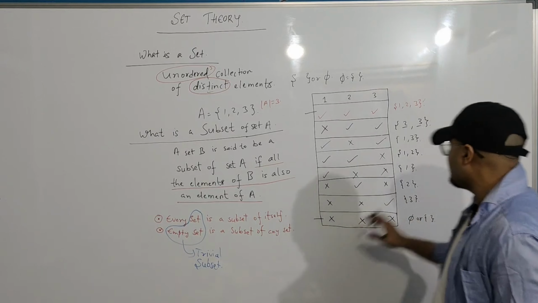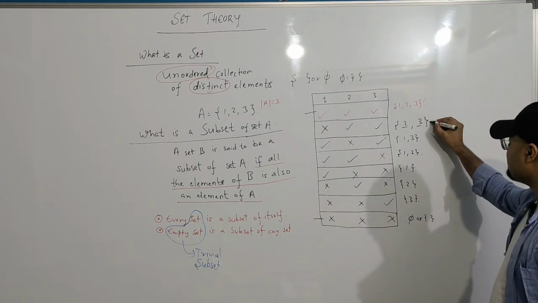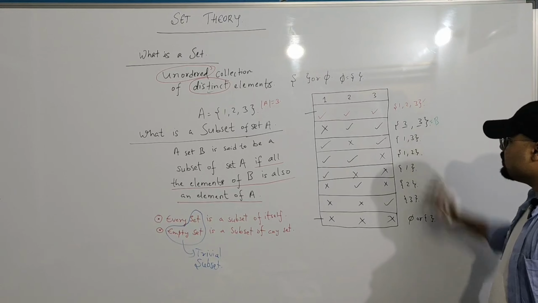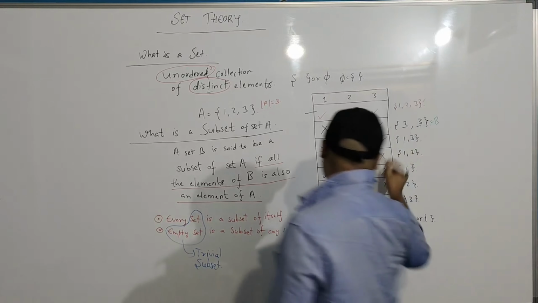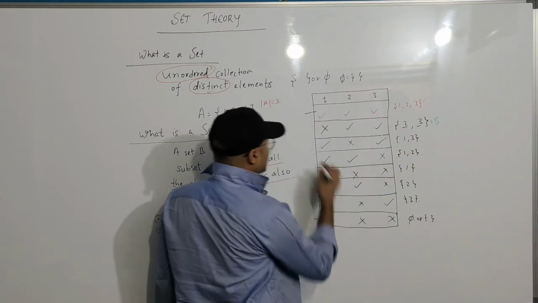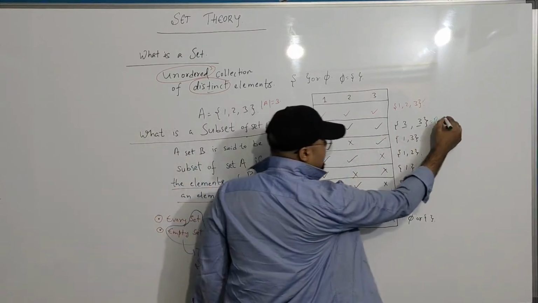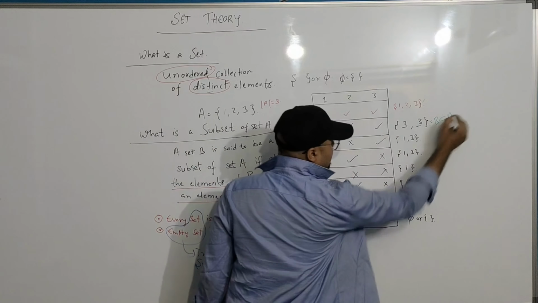For example, let's say this is my set B. B is equal to {2, 3}. Then how do I represent that this is a proper subset? The symbol for proper subset is this, so that B is a proper subset of A.